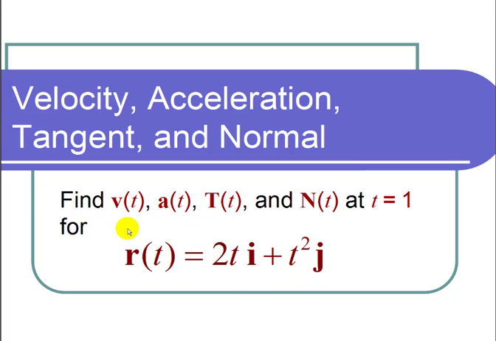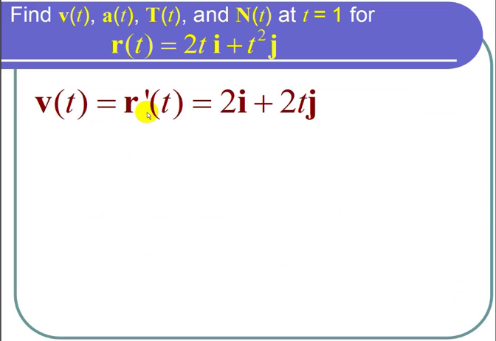So first let's find v of t, which is the velocity, and that is the derivative of r of t. So we take r prime of t. The derivative of 2t is 2, and the derivative of t squared is 2t. So I get 2i plus 2t j.